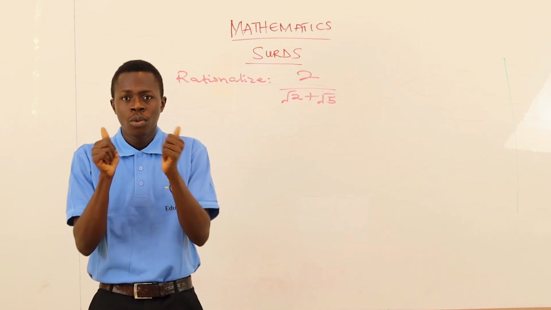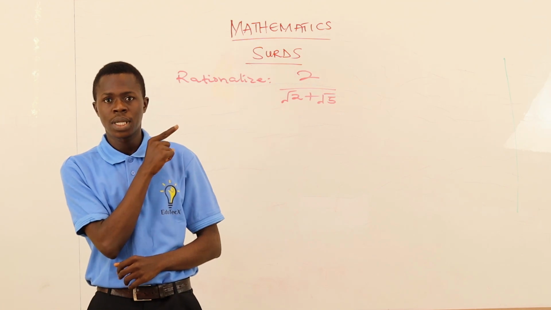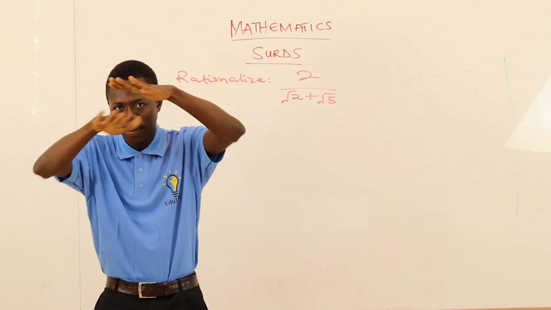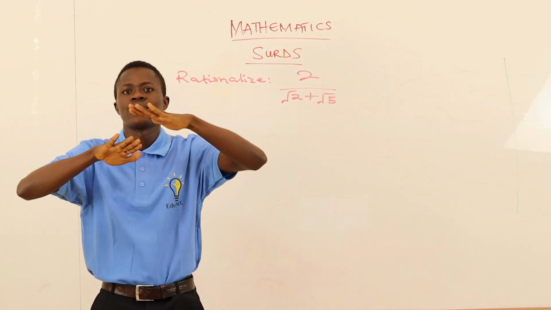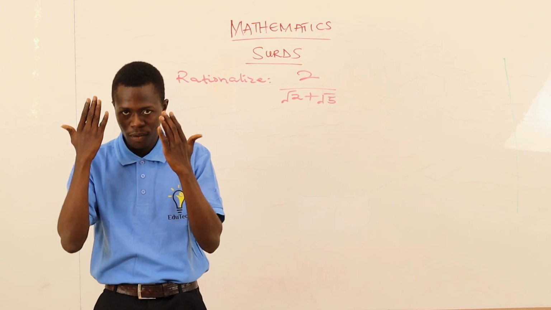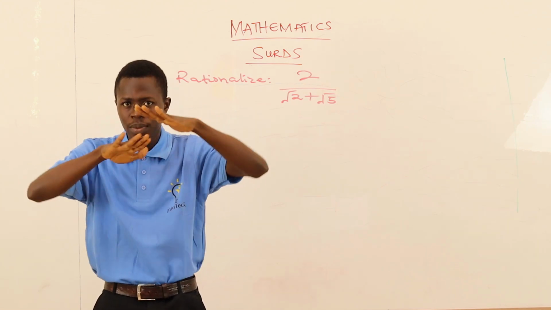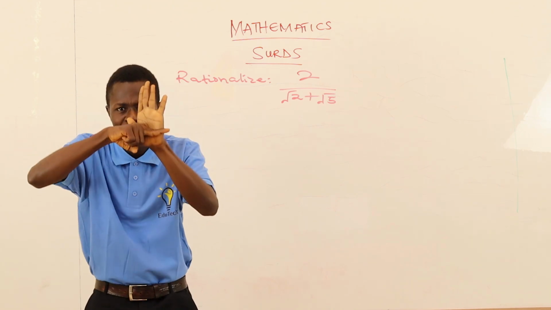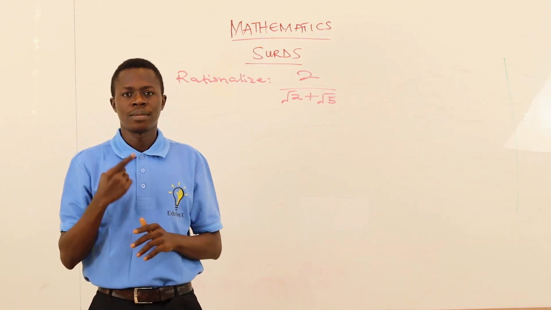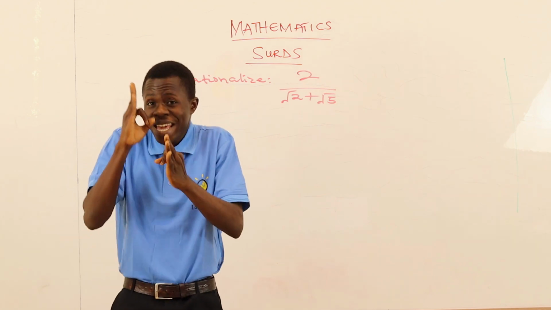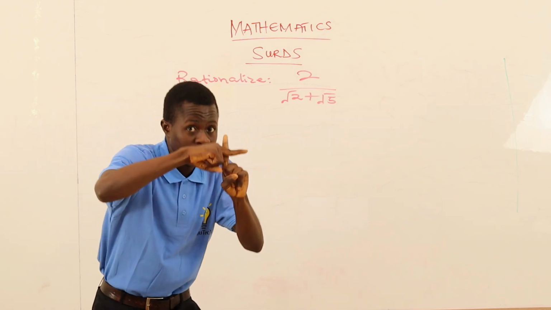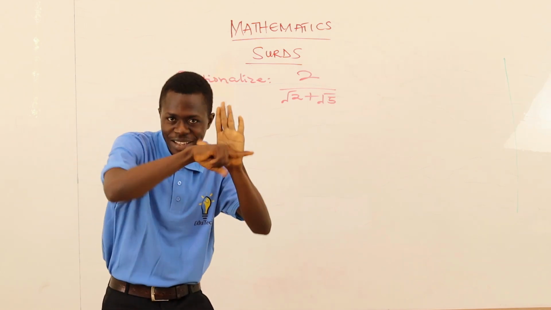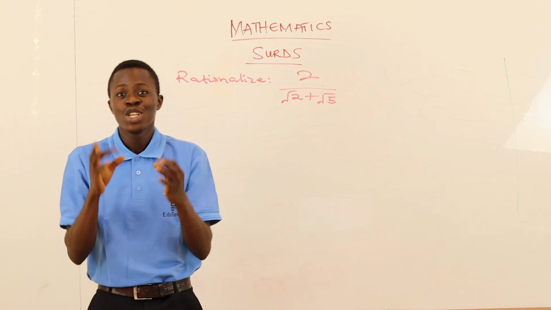So follow us. With this one, the first thing we do is to focus on the denominator once again. And the other thing to do is to check for the signs, whether it's positive or negative. If the sign is positive, what do we do? And then if it is negative, what do we also do?